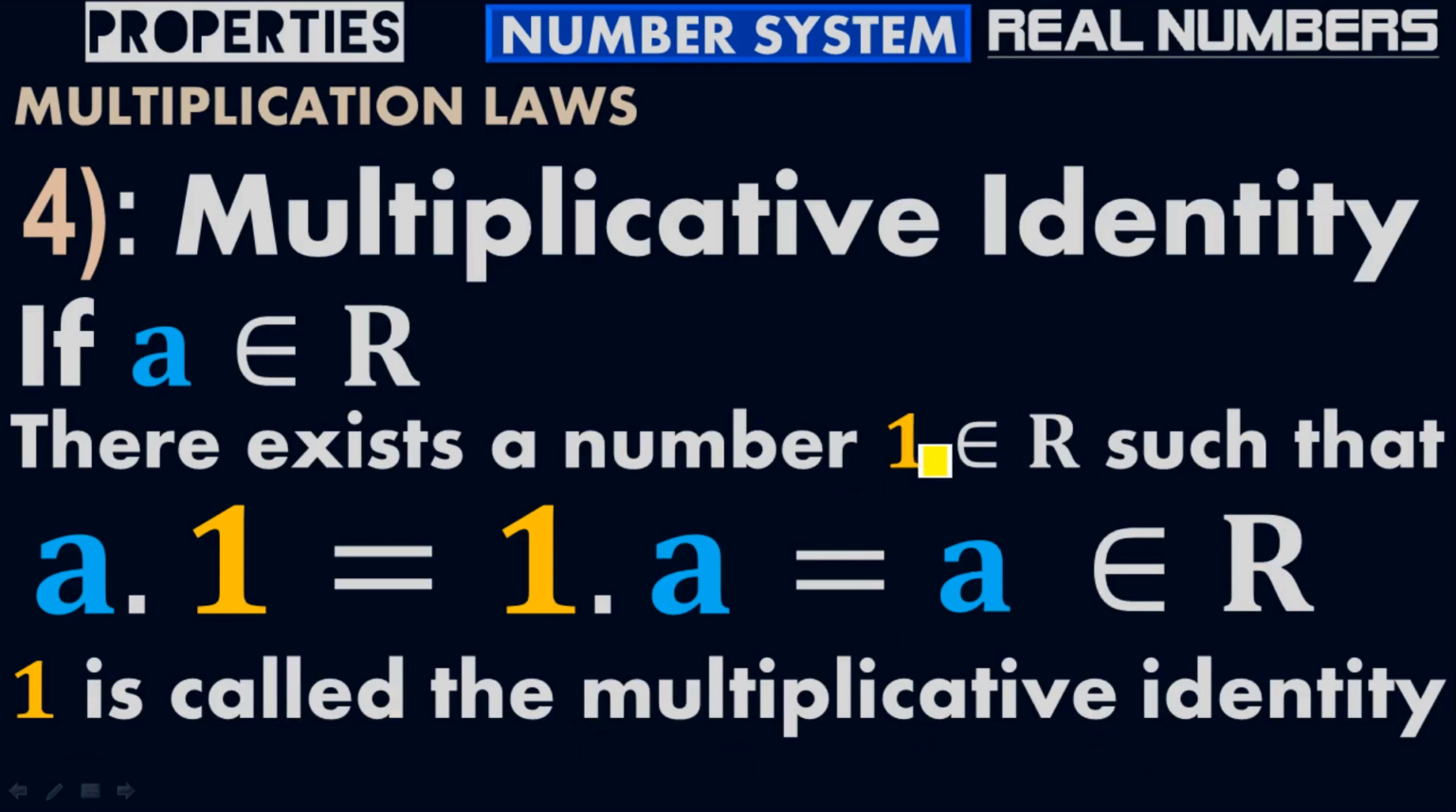It doesn't affect a. As we heard last time, with 0, when we added 0 to a, it didn't affect a. The same thing we are doing with the multiplicative identity. For the multiplicative identity we have 1. When you take its product with a, it won't affect a. Ultimately it equals the same a, which belongs to the real numbers. 1 is the multiplicative identity.